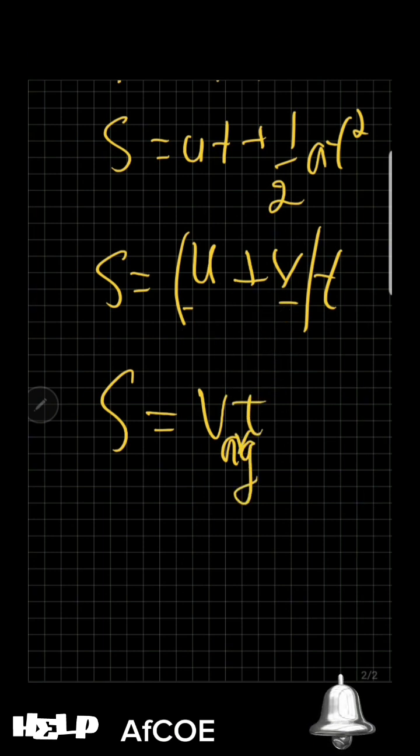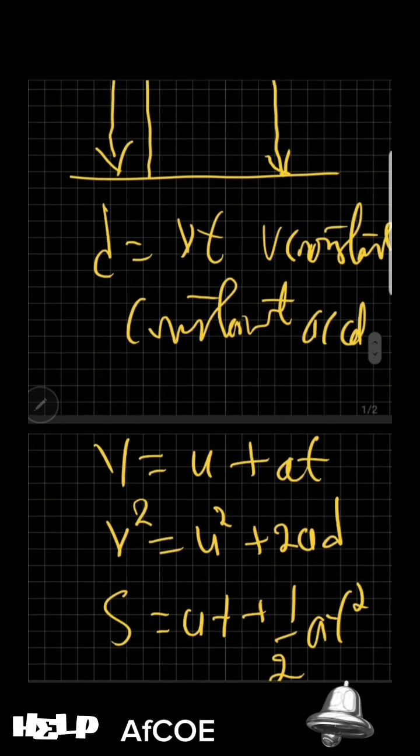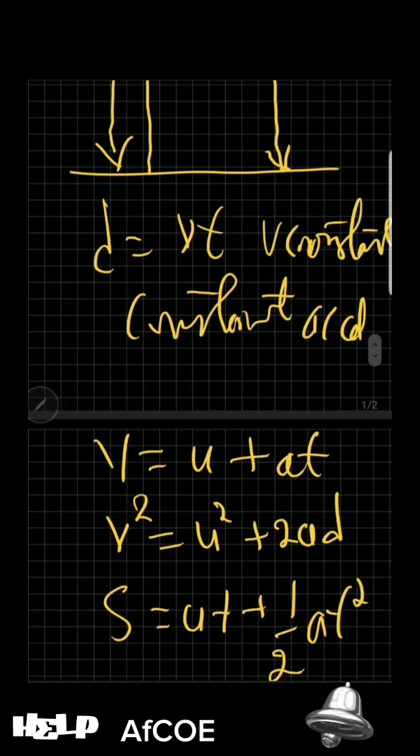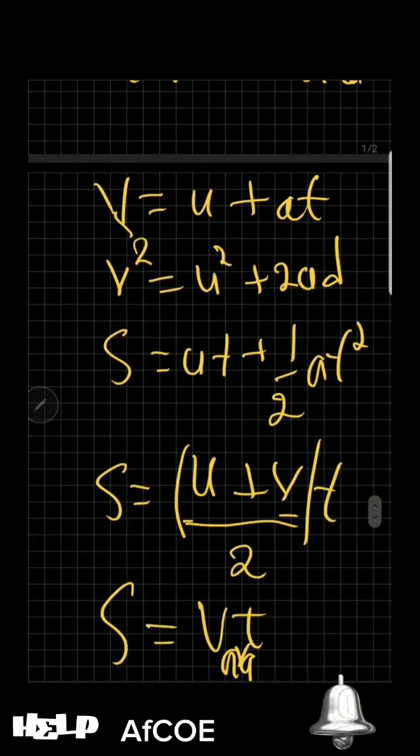Sorry, this should be 2 here. So these are the equations that you have to be familiar with at constant acceleration, while this one is the one you have to be familiar with at constant speed. V is the final velocity, while u is the initial velocity. a is acceleration and t is time, and these equations can be applied in both the x and the y directions.